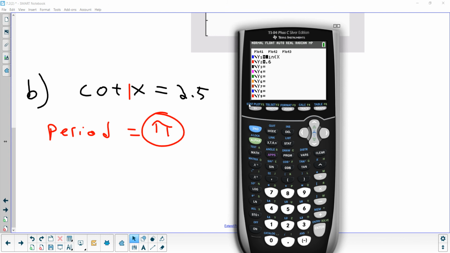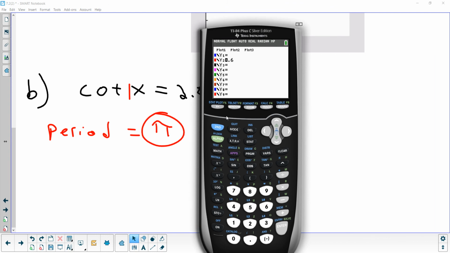Let's put in cotangent. How am I going to type cotangent in? Nick? 1 divided by tangent. Yep, 1 divided by tangent. Do not use second tangent. That has nothing to do with cotangent. That's inverse tangent. Totally different. So 1 divided by tangent. Put in 2.5. Hit graph. You're going to see exactly 1 cycle. It's got that curved shape to it, with asymptotes on the left and the right edge of the screen.